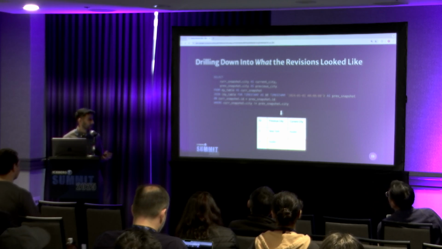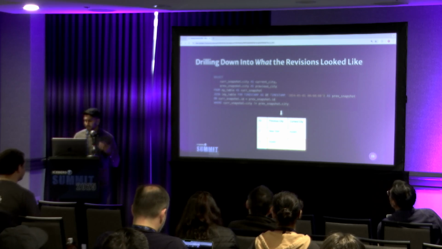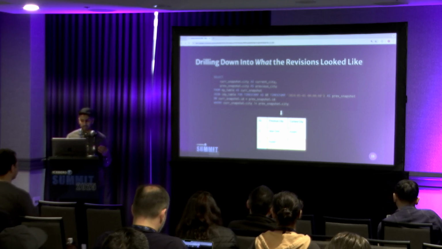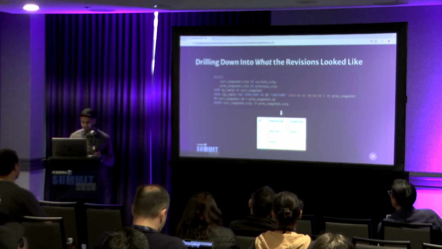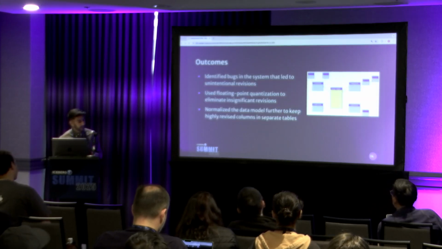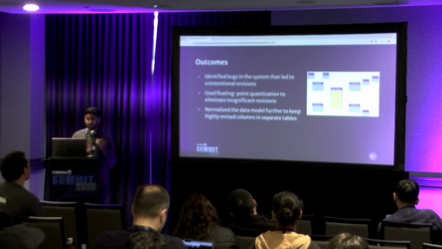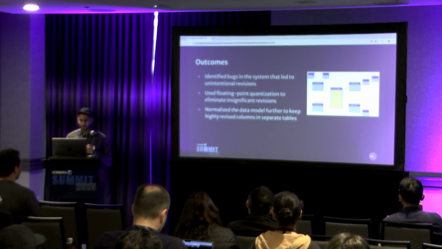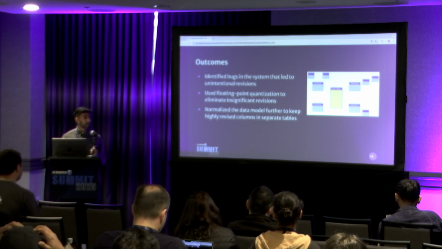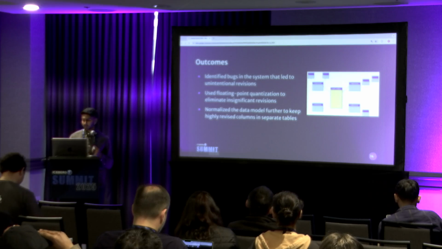This may be a case where we've removed the tagged value and we now have a blank value. So again, it allows us to drill down and see what these revisions actually look like at a fine-grained level, and it really allows us to uncover what is going on. Some of the outcomes of this are that we're able to identify bugs in the system where unintentional revisions were slipping in, like the prior example I just showed, and it allowed us to improve our data quality in this product. We also noticed that certain floating point numbers with high levels of precision were changing ever so slightly.